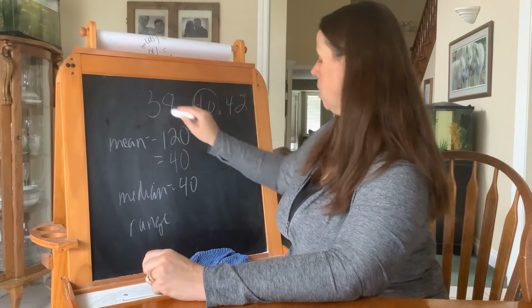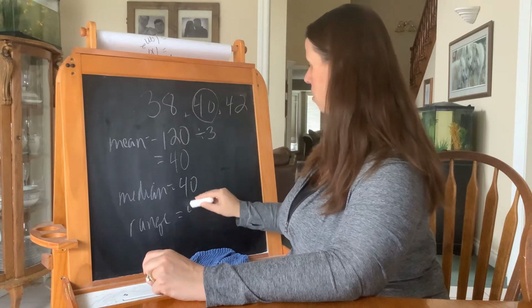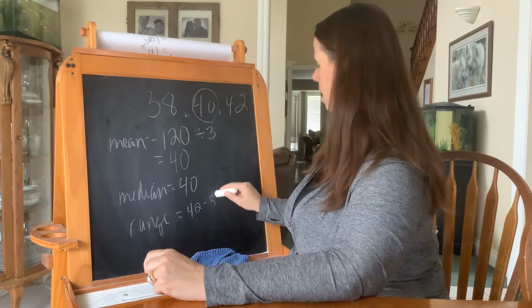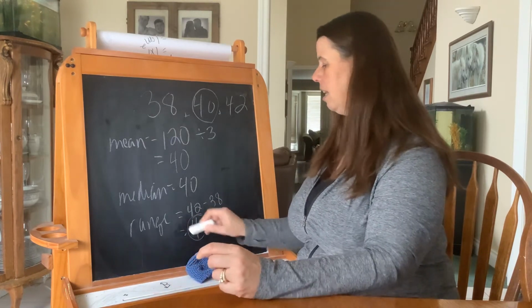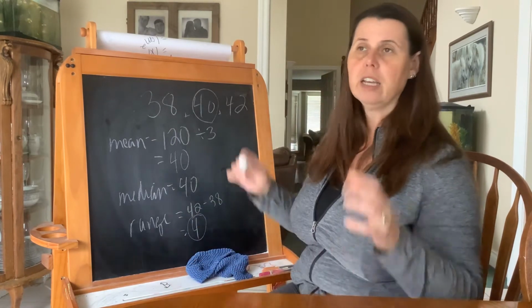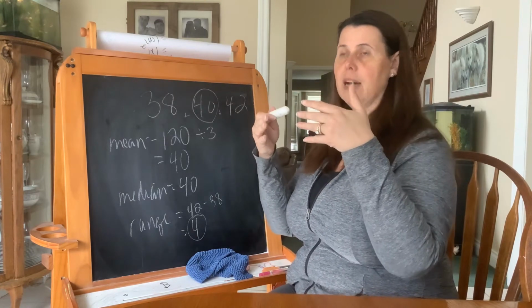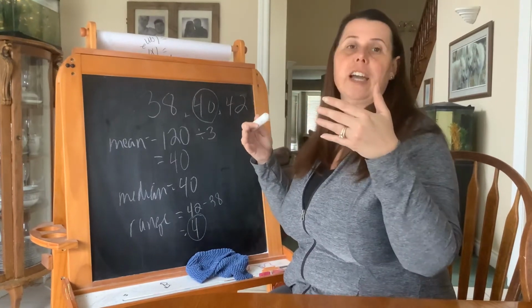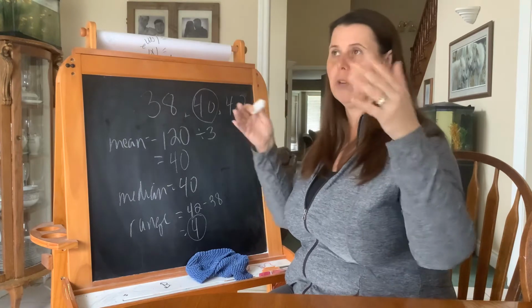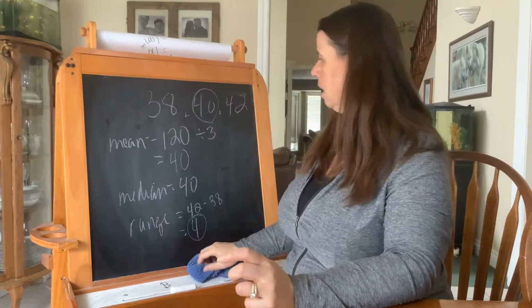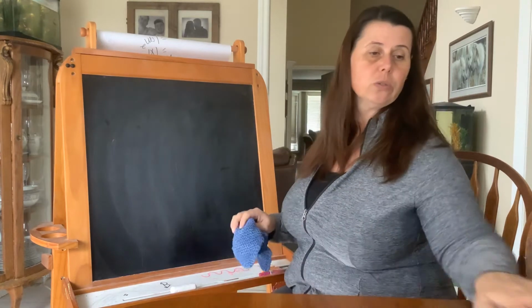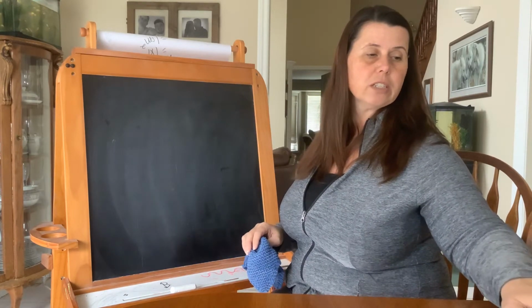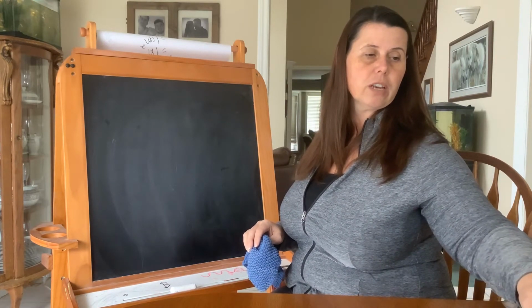Range is highest minus lowest. So 42 minus 38, which is only 4. Which means your data is pretty tightly bunched. With a range like that, you can kind of assume your data is very accurate because there's nothing crazy going on. You're very consistent. Okay? Go do C by yourself and come back for the next part.